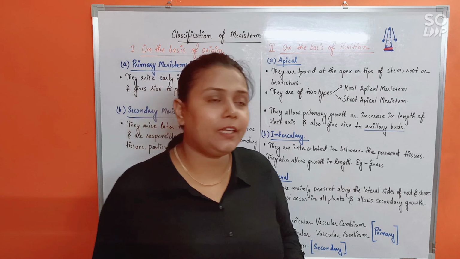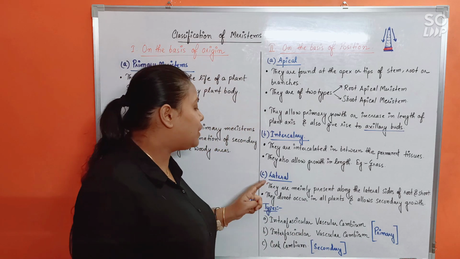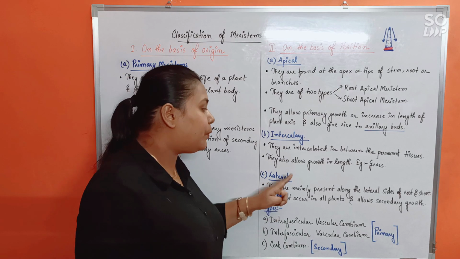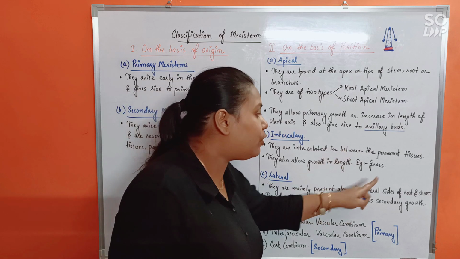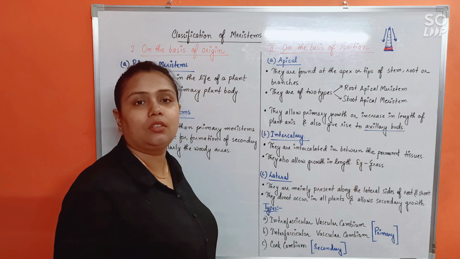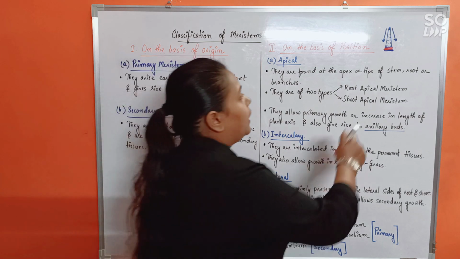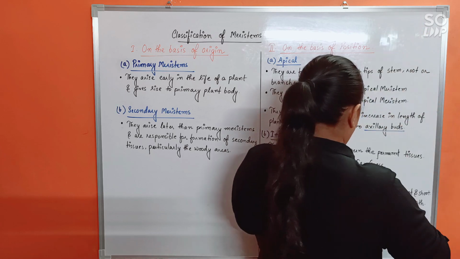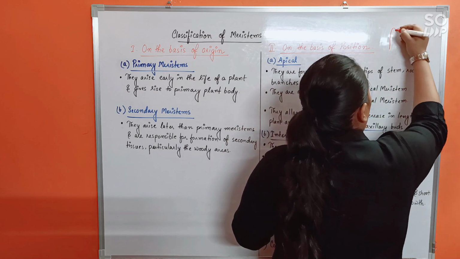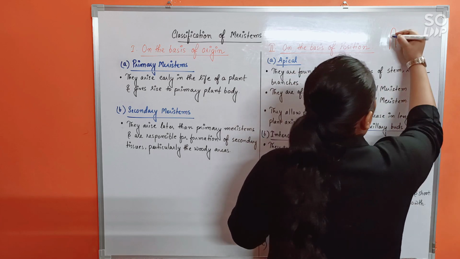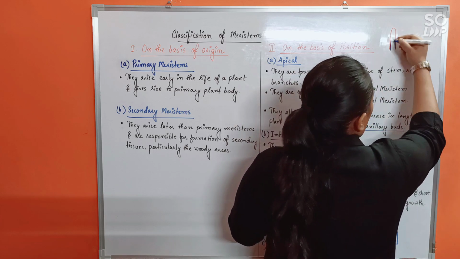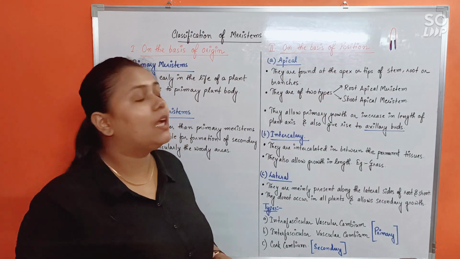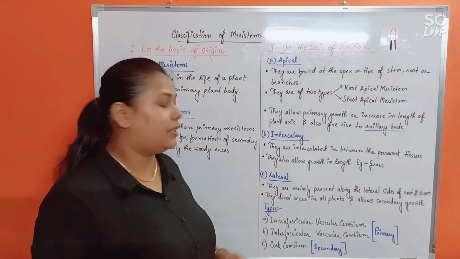Understood this? Fine. Now, next, lateral meristems. As the name itself suggests, they are mainly present along the lateral sides of the root and shoot. So if this is, suppose again, the plant body, and in the plant body, on the lateral sides, the meristems which would be present, they would be termed as lateral meristems.